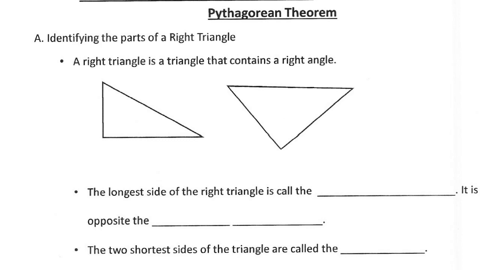All right, so we're going to be talking about the Pythagorean Theorem. So the first thing we're going to do is just review the parts of a triangle. Okay, so let's go over a right triangle. A right triangle is a triangle that contains a right angle.